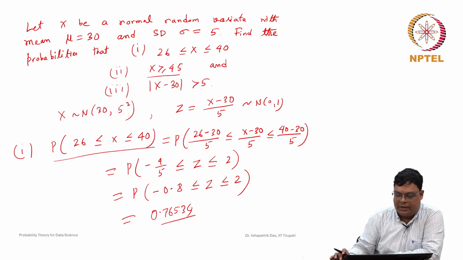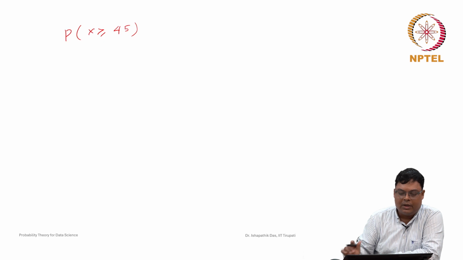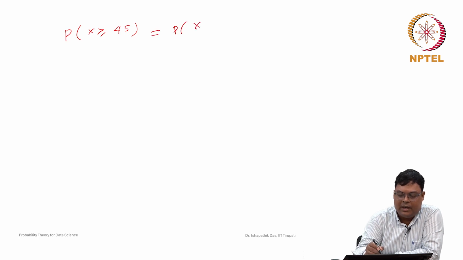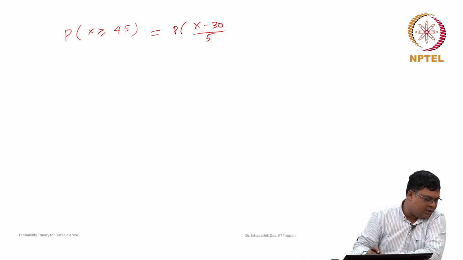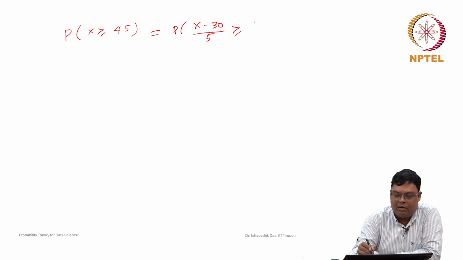So now we take a similar transformation. The mean is 30 and the standard deviation is 5, so we take the transformation (x minus 30) by 5. Then the probability that (x minus 30) by 5, which is the standard normal variable z, is greater than or equal to (45 minus 30) by 5. 45 minus 30 is 15, and 15 by 5 is 3. So this is z greater than or equal to 3.